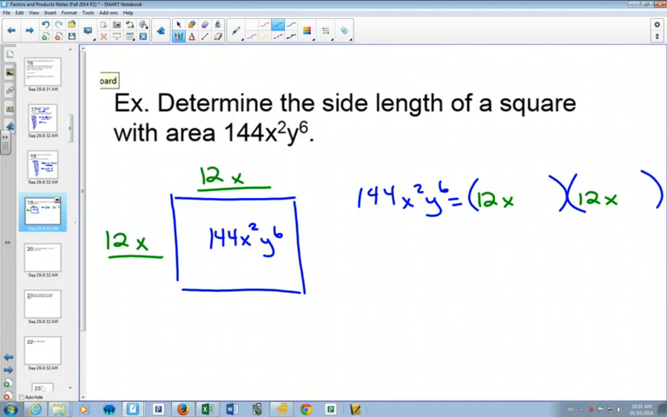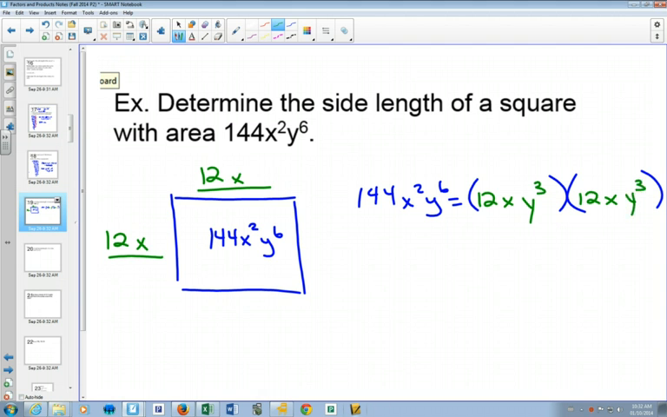Now is it possible to get y to the 6? Because 6 isn't a perfect square. Yes or no? What times what is y to the 6? Just going to see if you can remember all your exponent rules. Y cubed and y cubed.